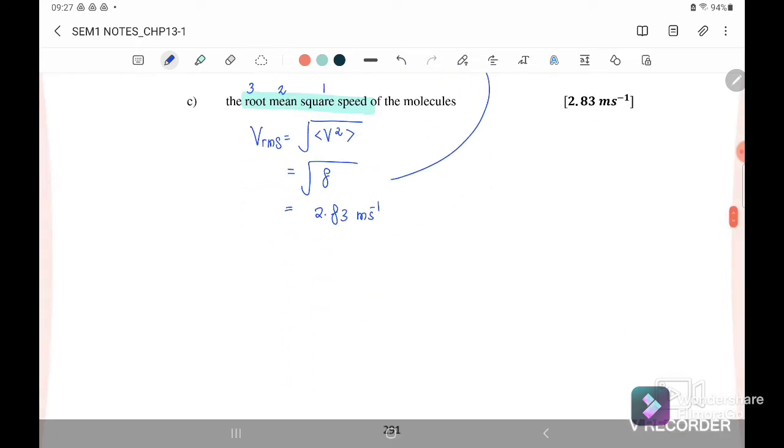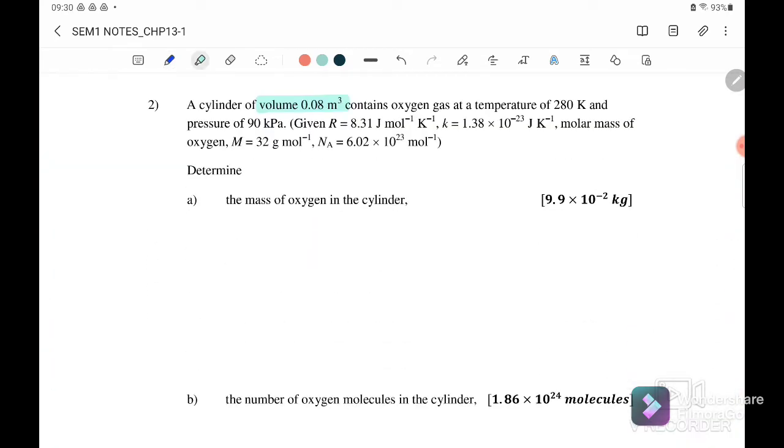Next we go to question number 2. A cylinder of volume 0.08 meter cube contains oxygen gas at a temperature of 280 Kelvin and the pressure is 90 kilopascal.